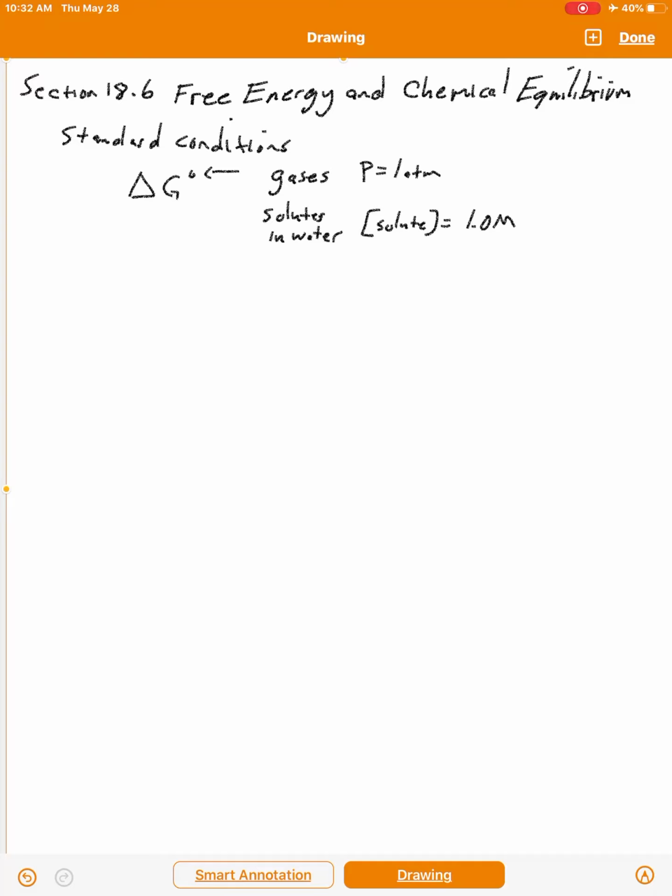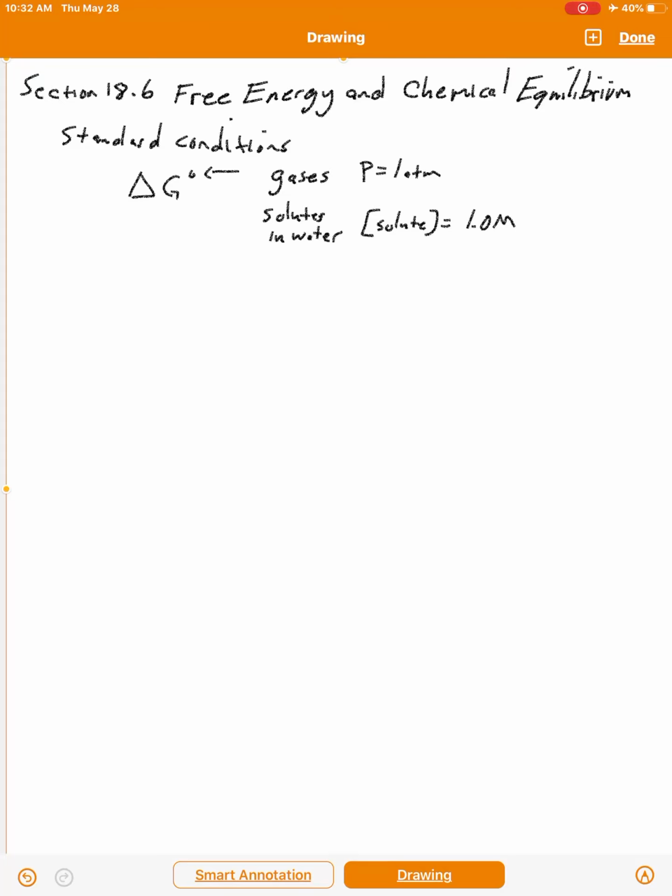So when we look these values up, whether it be the standard enthalpy of formation, the standard absolute entropy value, or the standard free energy of formation data, two of the assumptions are that if it's a gas, the pressure is 1 atmosphere, and for anything dissolved in water, the concentrations of any solutes would be 1 molar as well for that process.